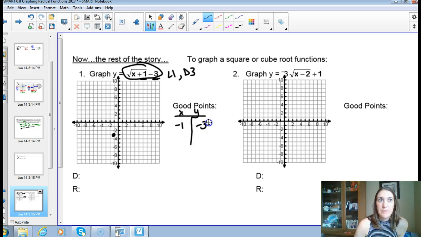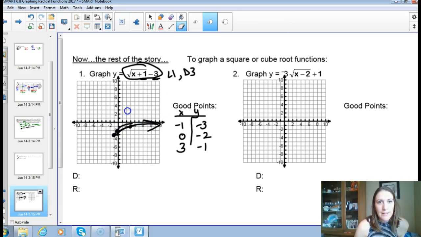So I'm going to do this without my table. This should be a challenge, right? All right, so -1, -3. If I plugged in a 0, that'd be square root of 1, so -2. And then, let's see, 3 would be a good point because 3 plus 1 is 4. Square root of 4 is 2 minus 3 is -1. That's good enough for me. All right, 0, -2, and 3, -1. Oh, now it helps if you can actually draw, which clearly I can't. All right, so that's why we made erasers.